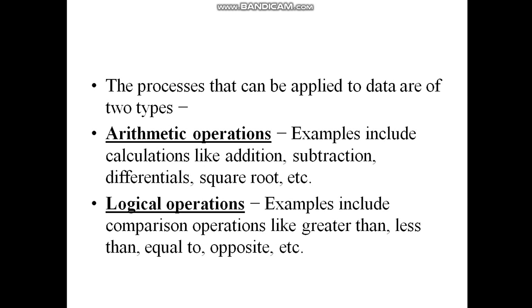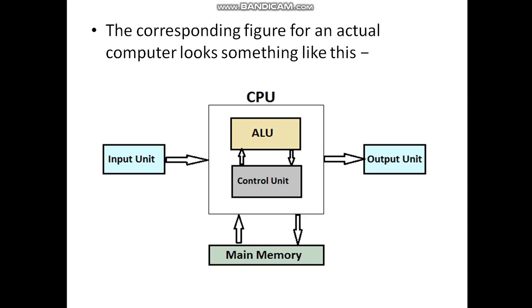The processes that can be applied to data are of two types: arithmetic operations and logical operations. What is an arithmetic operation? Your simple calculations like addition and multiplication. Examples include calculations like addition, subtraction, differentiation, square roots, etc. These are the arithmetical operations. Now, what is a logical operation? Examples include comparison operations like greater than, less than, equal to, opposite, etc. So there are two basic operations, arithmetical and logical operations.